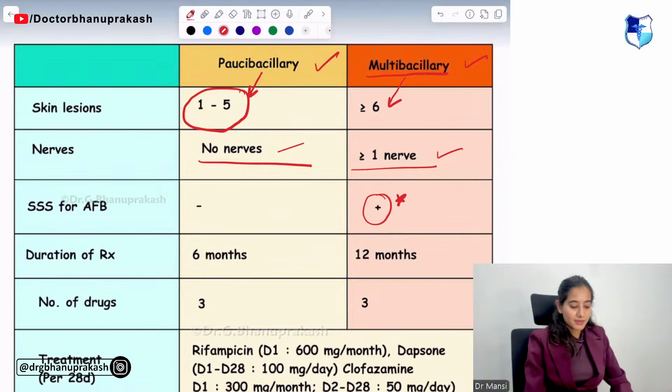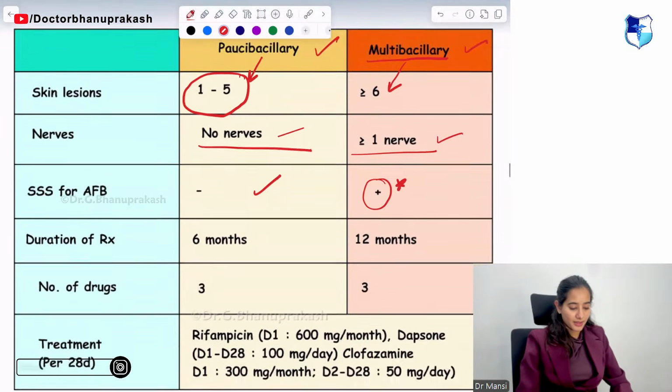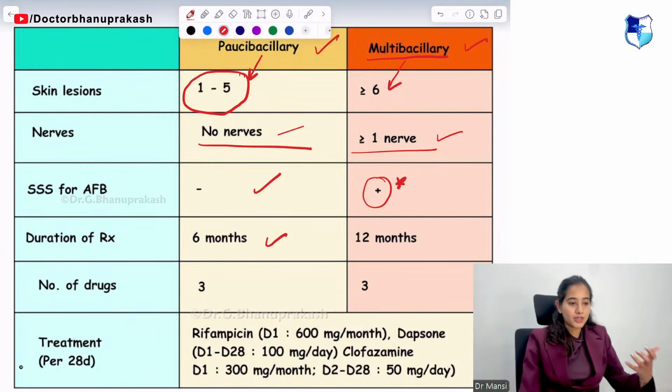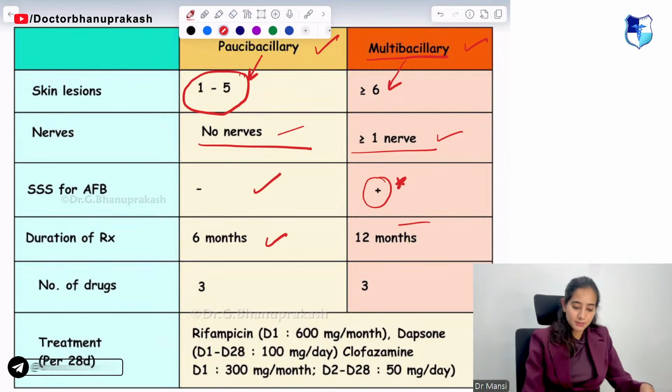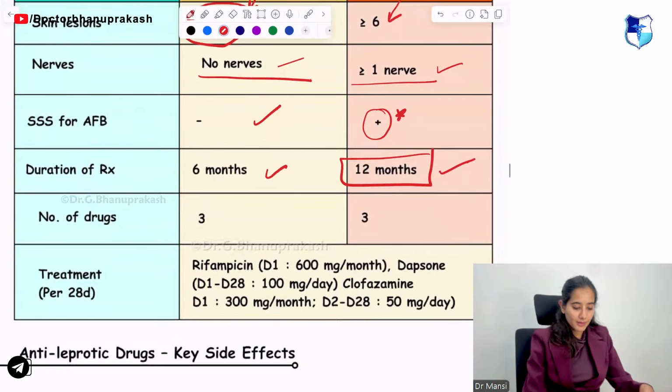So in the multibacillary type, your smear is going to be positive, and in paucibacillary, it will be negative. And for duration, if it is paucibacillary, then you treat it for 6 months. But if it is multibacillary, you treat it for 12 months. In both conditions, 3 drugs are given. Which are these 3? Comment down. You also studied in PSM, so just answer me.